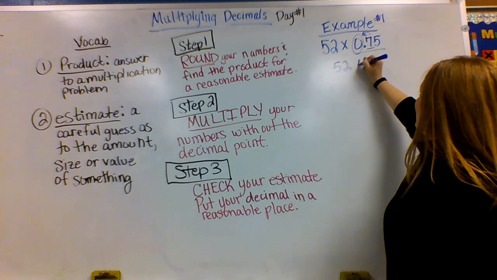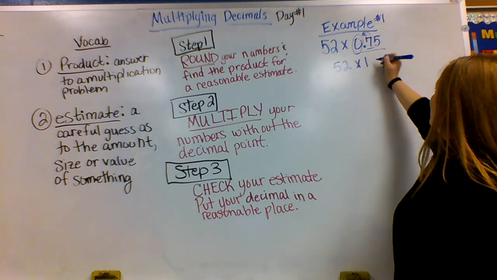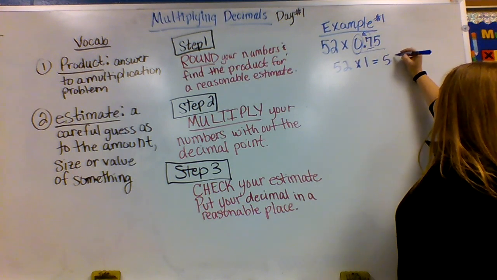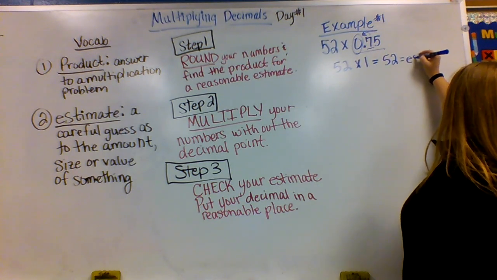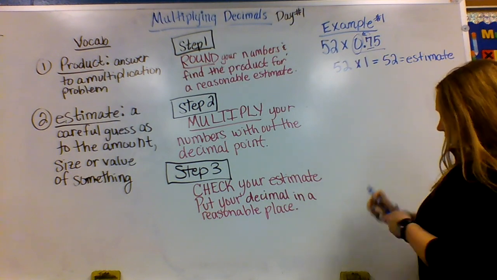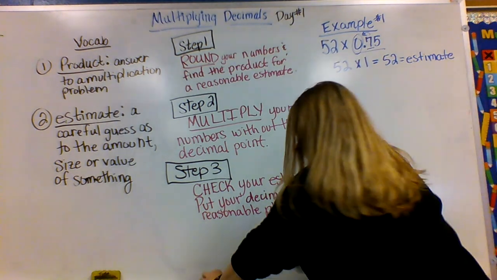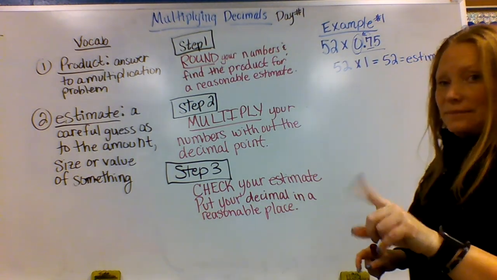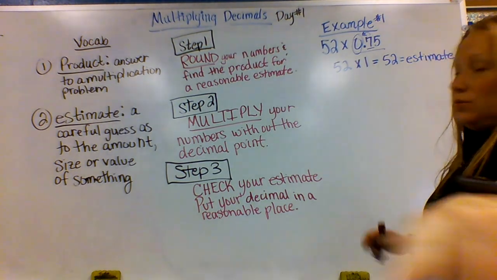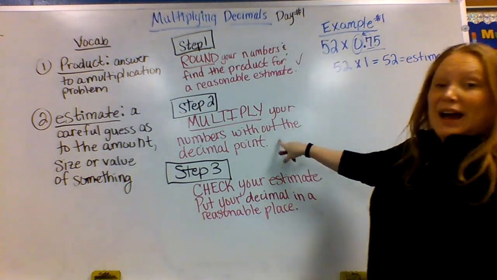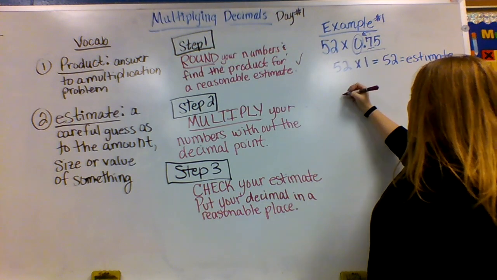So this is really 52 times 1. And what does that equal? That's easy. 52. And this is my estimate. That is my estimate. Okay. Now, so that's my estimate. So now I want to, we just did step 1. Step 2, multiply your numbers without the decimal point. So I have 52.